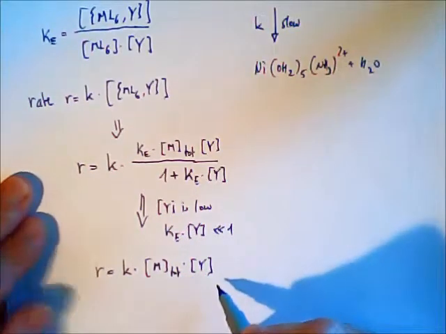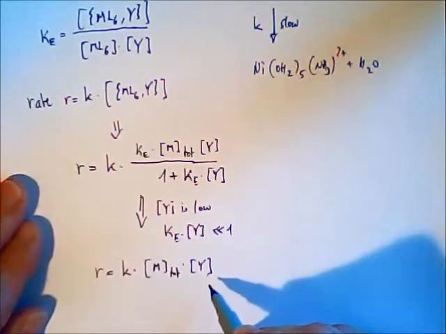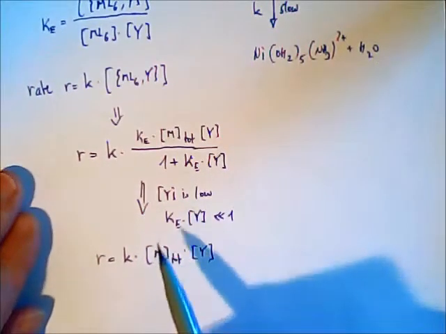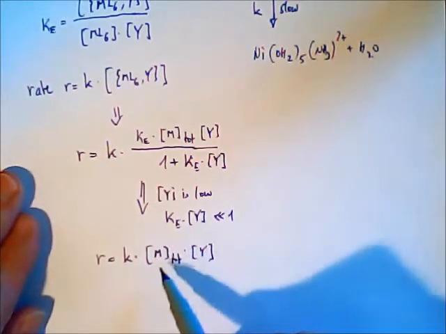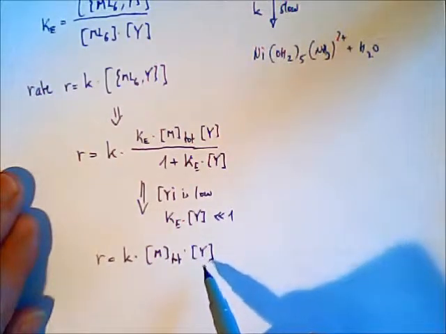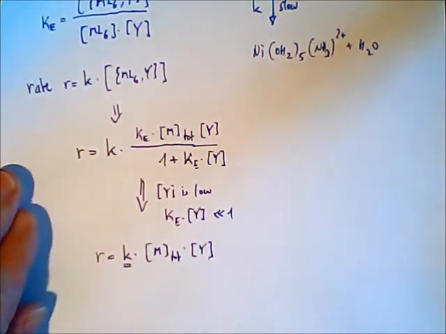So this is a first order reaction, and we can determine this by measuring the concentration, for example the remaining concentration of Y over time. If we know it's a first order reaction, then we can find k from our measurement.